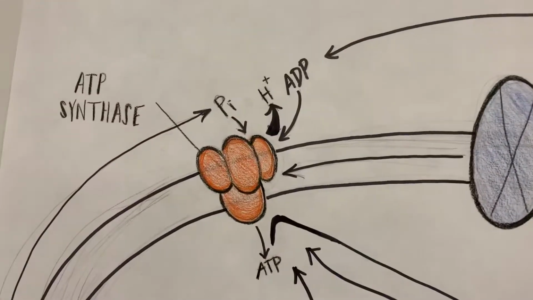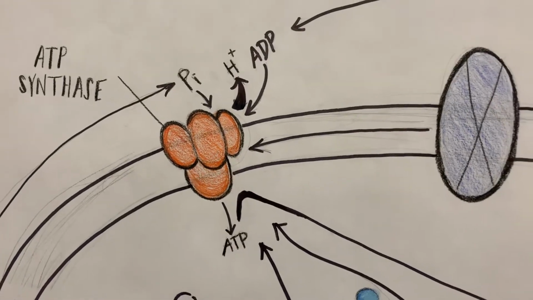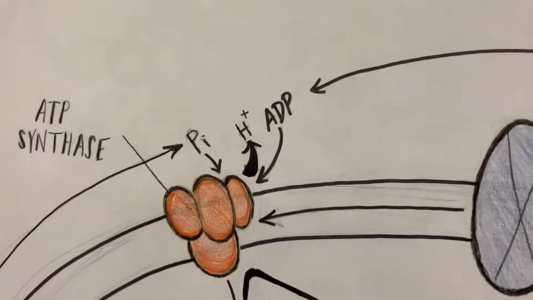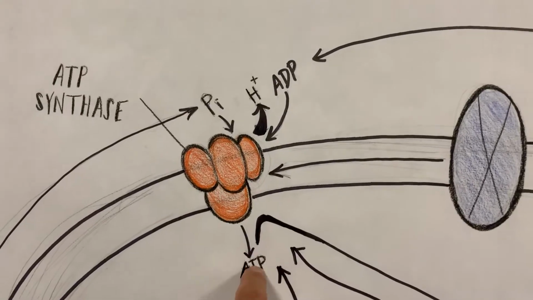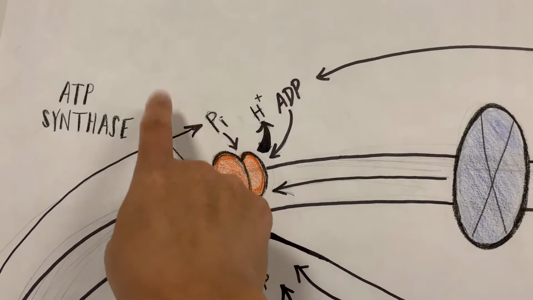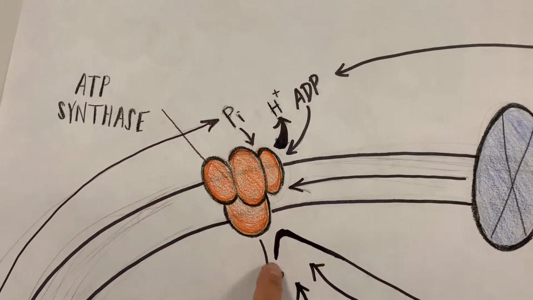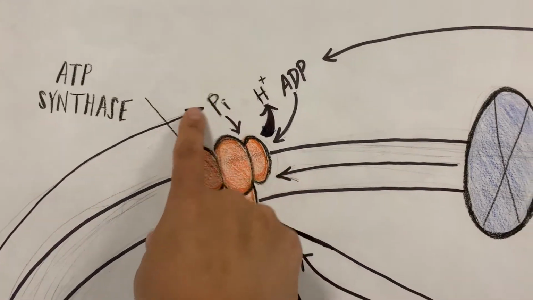Here we've got ATP synthase. Now be careful, the ATP is not going to be on the inside. The ATP is on the outside. And the hydrogens are flowing through here.